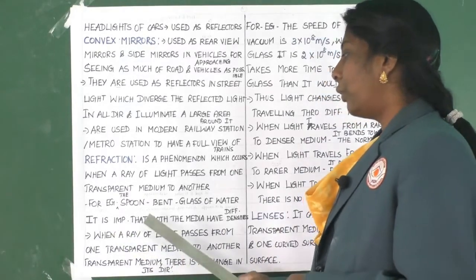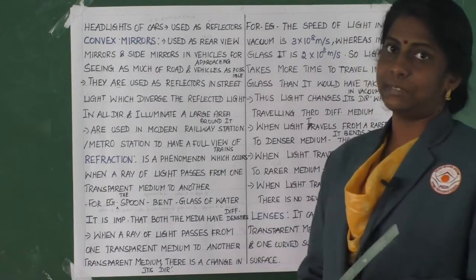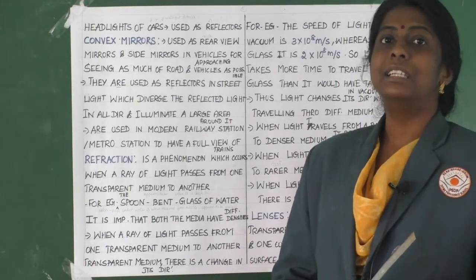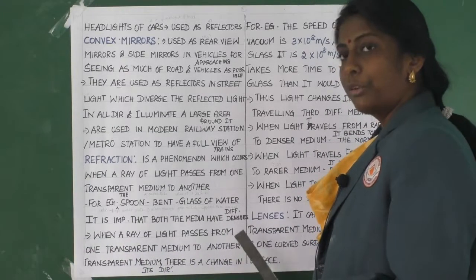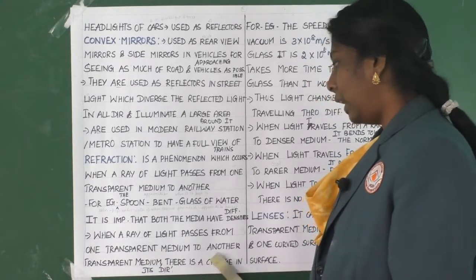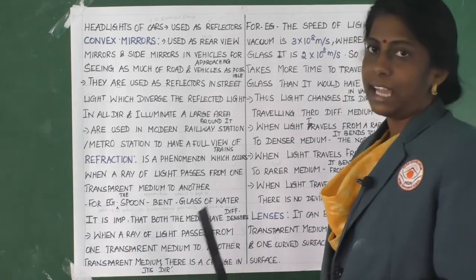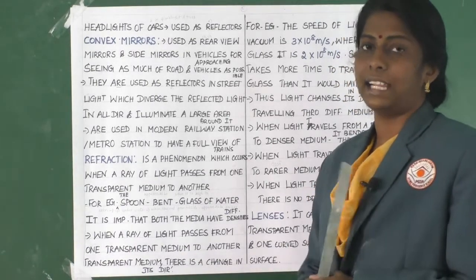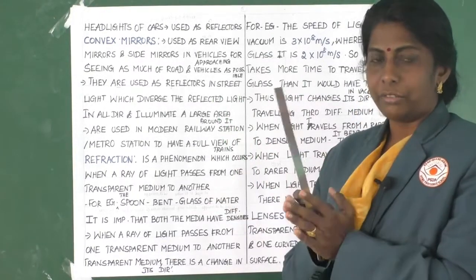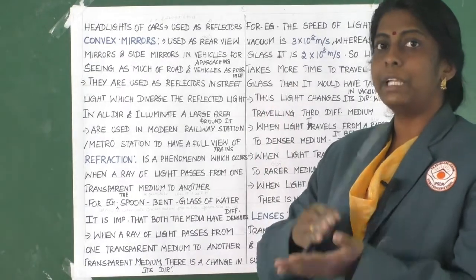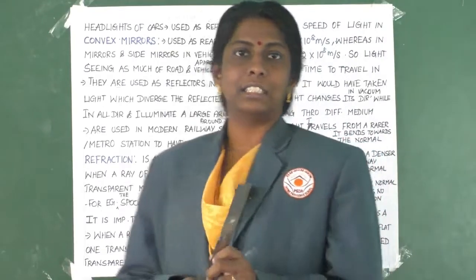Then it is important that both the media have different densities. When a ray of light passes from one transparent medium to another transparent medium, there is a change in its direction. So, when a ray of light has passed from one transparent medium to another transparent medium, there is a change in its direction. Let us learn about this.